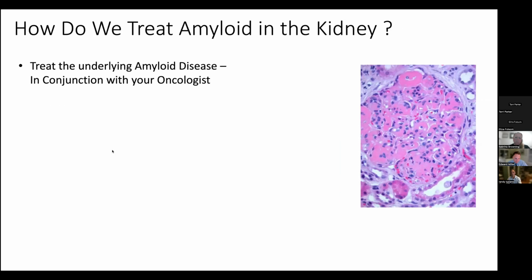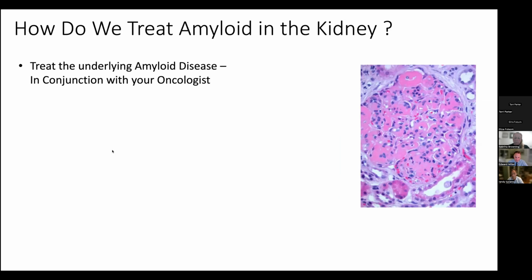So lastly, how do we treat amyloid in the kidney? So first, to actually treat the disease itself, which I'm not going to get into, you actually treat the underlying amyloid disease. And I know there'll be some talk about that a little later on. Rarely am I doing this myself. Actually, I'm never doing it myself. I'm usually doing it in conjunction with an oncologist.